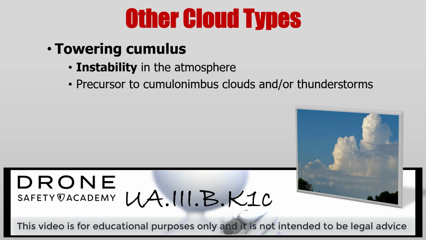Towering cumulus clouds. When we see this, we can definitely say there is instability in the atmosphere, particularly closer to the clouds and within the cloud. Towering cumulus clouds are a precursor to cumulonimbus clouds and/or thunderstorms.